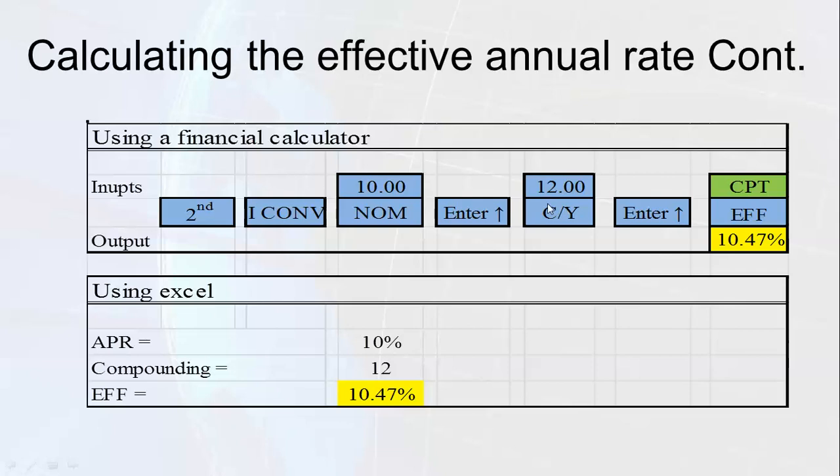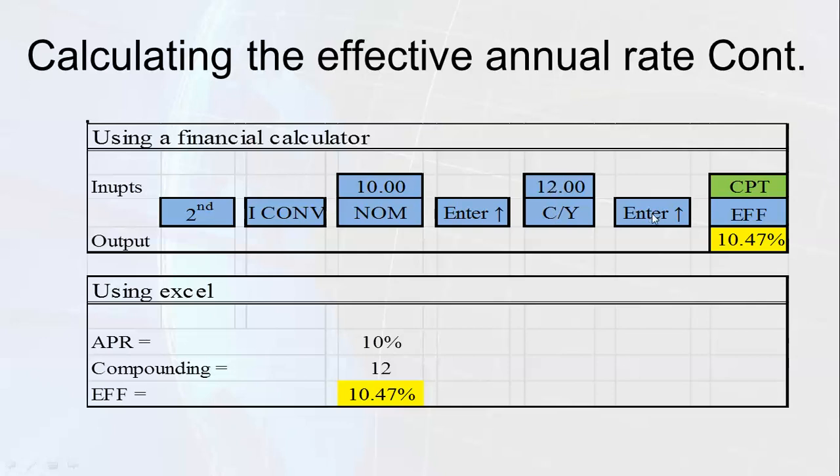and then you define your number of compounding. C/Y is compounding per year. Since this is monthly compounding, we have 12 compoundings a year. If it is semi-annual compounding, you can put 2 here. If it's daily compounding, you're going to be putting 365. But in our case, it's monthly compounding. So C/Y equals 12.